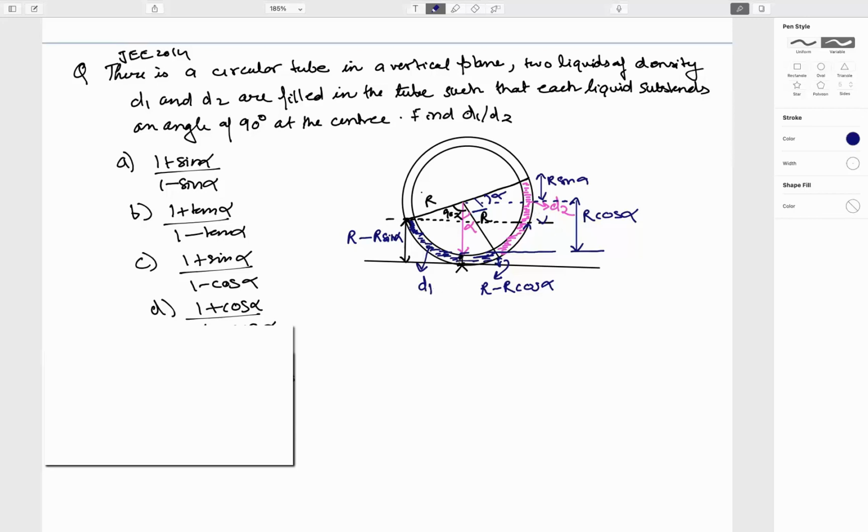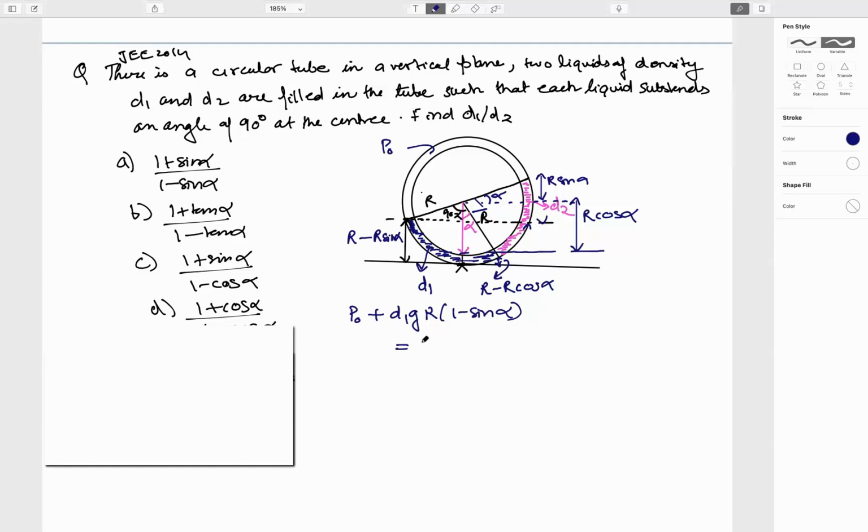So now we need to balance out here. So let's say the pressure due to this is P naught. So P naught plus D1 into g into R; R I am going to take common, 1 minus sine alpha. That is a bit tricky question, and it came in JEE in 2014. At that time, I was also unable to solve this question.